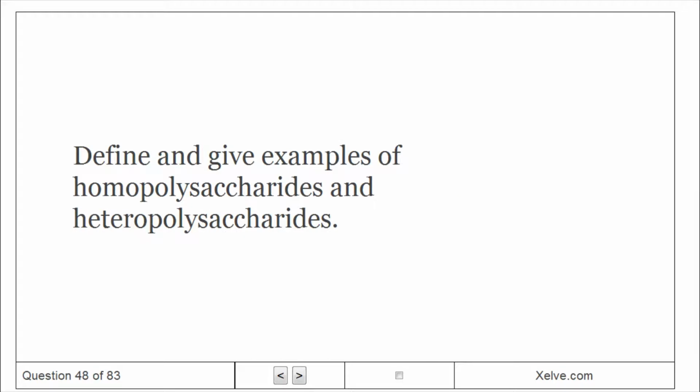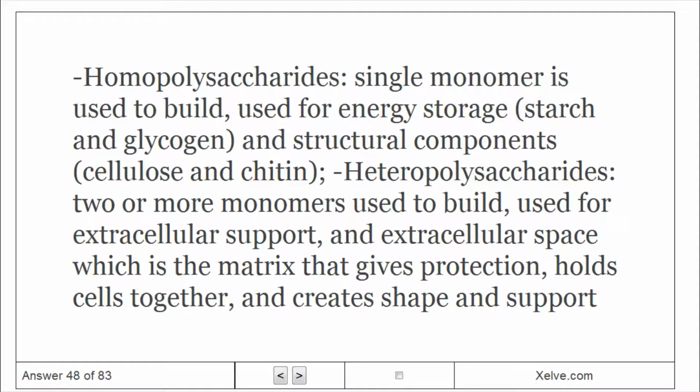Define and give examples of homopolysaccharides and heteropolysaccharides. Homopolysaccharides: a single type of monomer, used for energy storage, such as starch and glycogen, and as structural components, such as cellulose and chitin. Heteropolysaccharides: two or more monomers, used for extracellular support in the extracellular space, which is the matrix that gives protection, holds cells together, and creates shape and support.